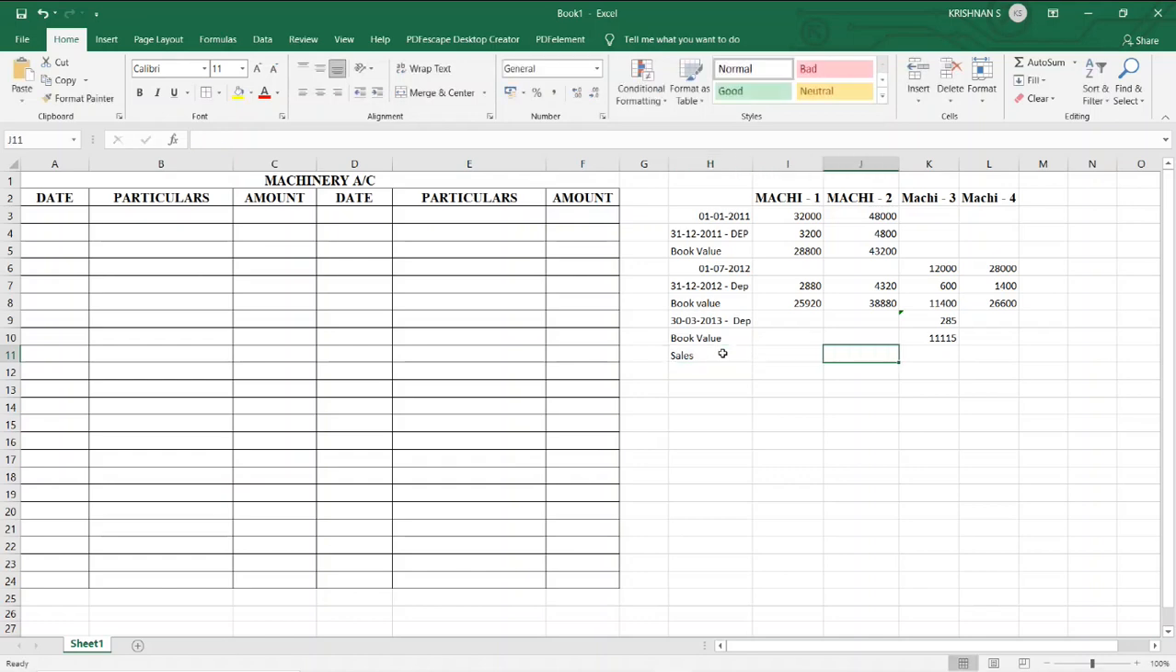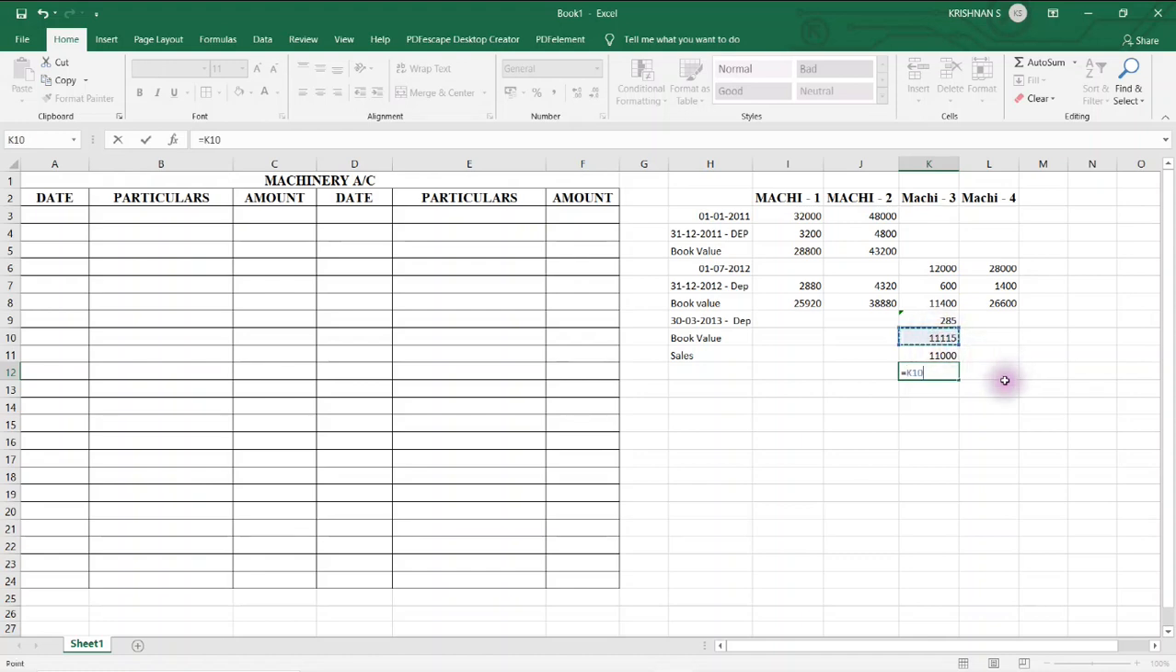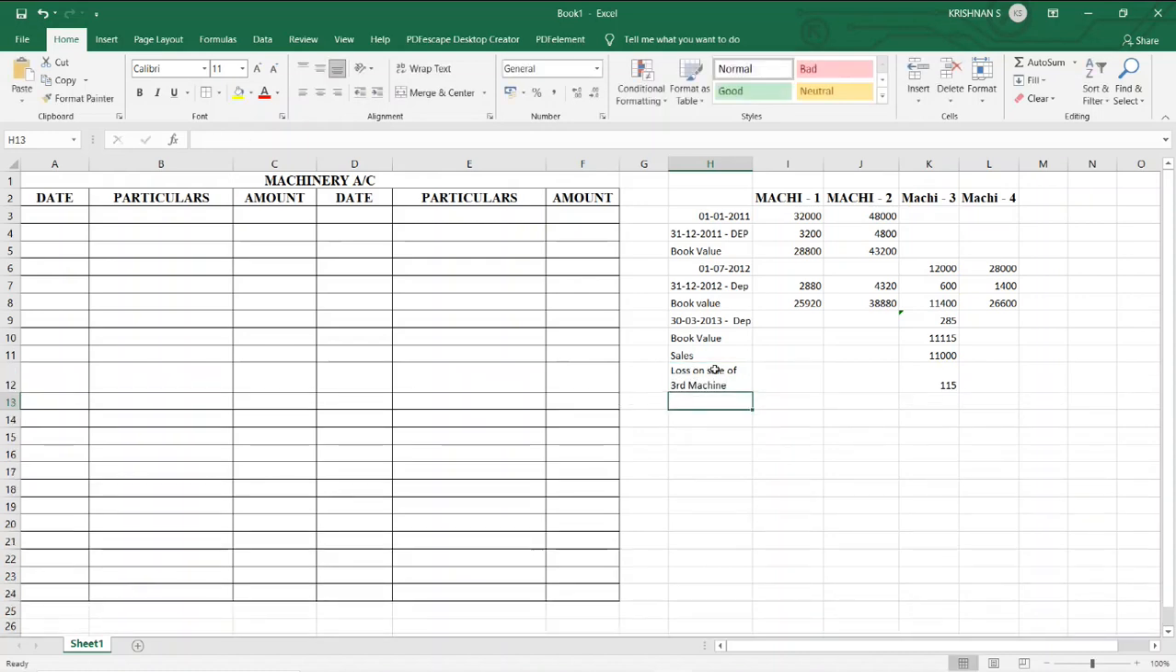So it's sold for rupees 11,000. Selling price is less than the book value. Book value is 11,115, and the selling price of the machinery is rupees 11,000. So we get a loss on sale of the third machine of rupees 115.